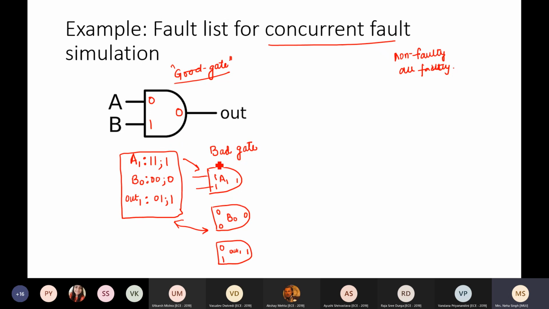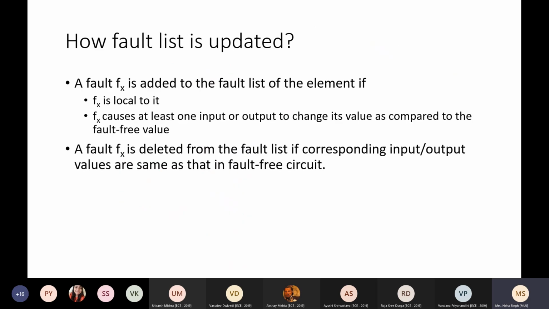हर लॉजिक गेट के लिए हम ऐसे ही गुड गेट और बैड गेट्स आइडेंटिफाई करेंगे. Is it clear how to identify the bad gates? Should we move with an example? Yes, ma'am. Okay. We take the last circuit again.